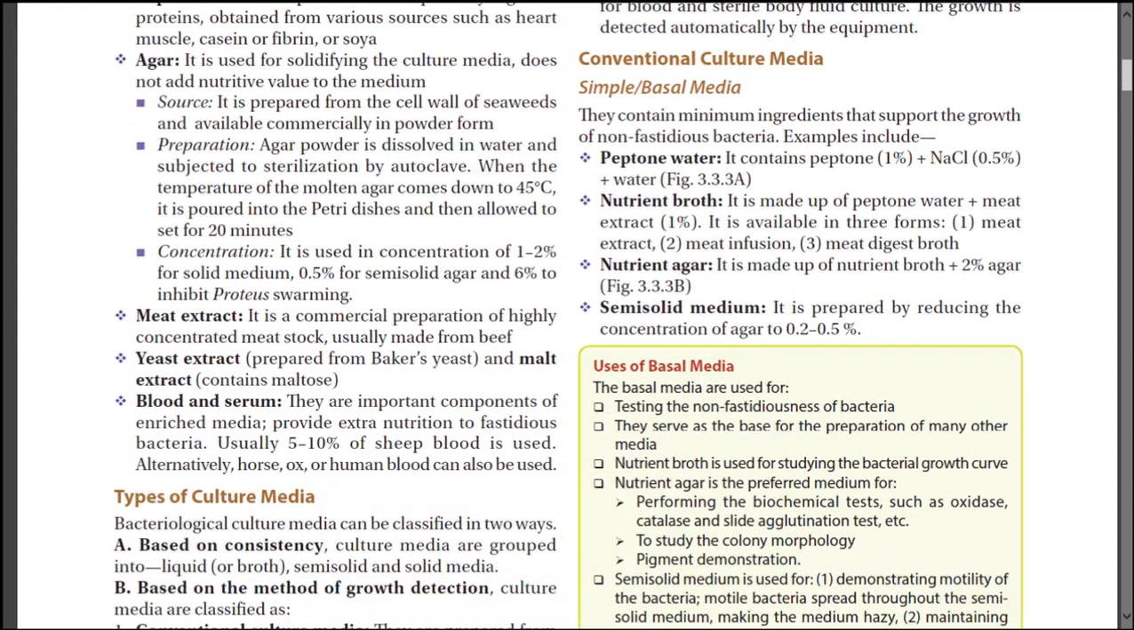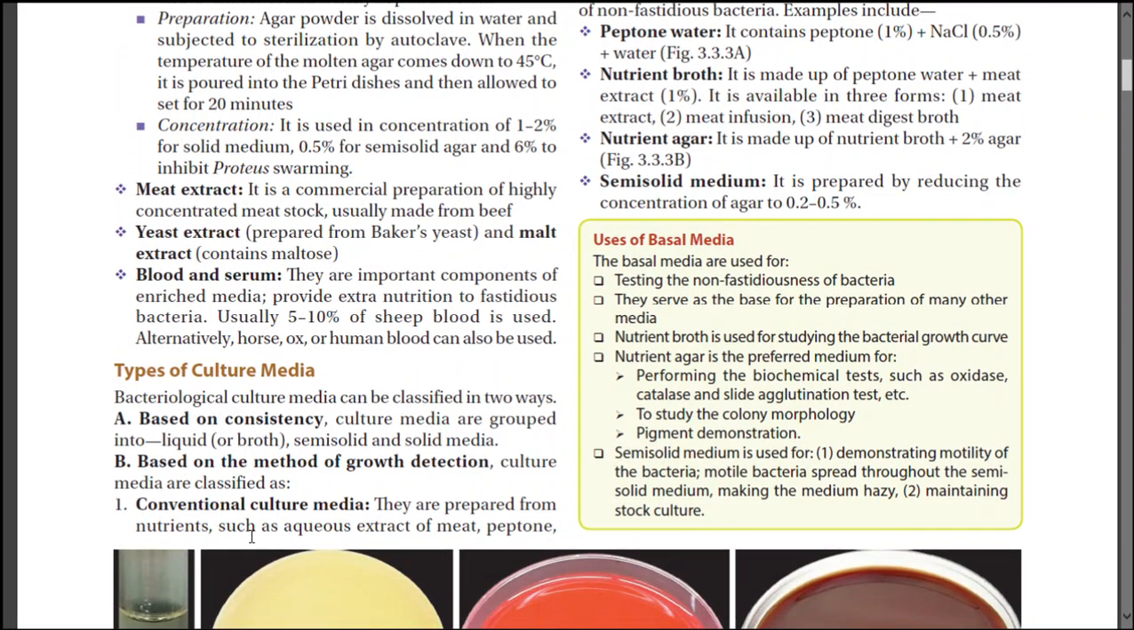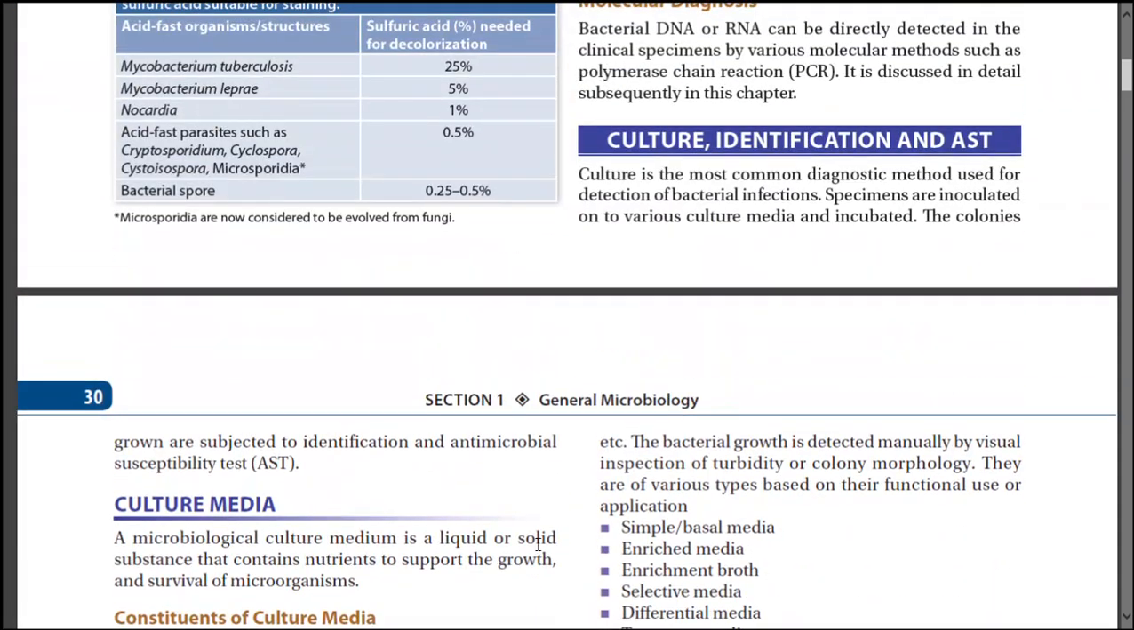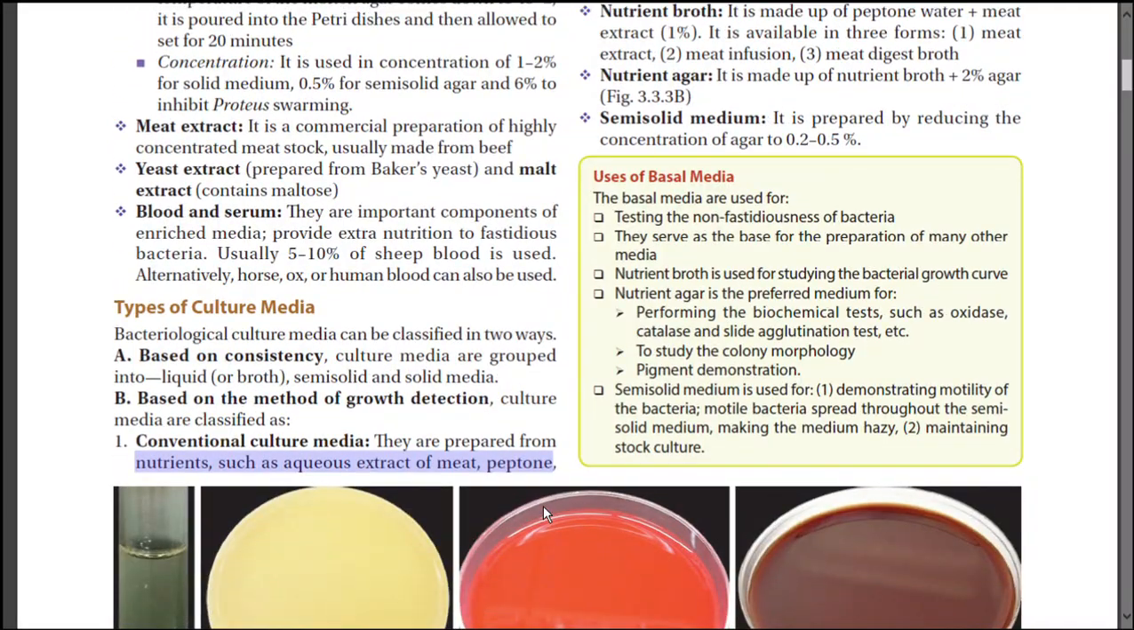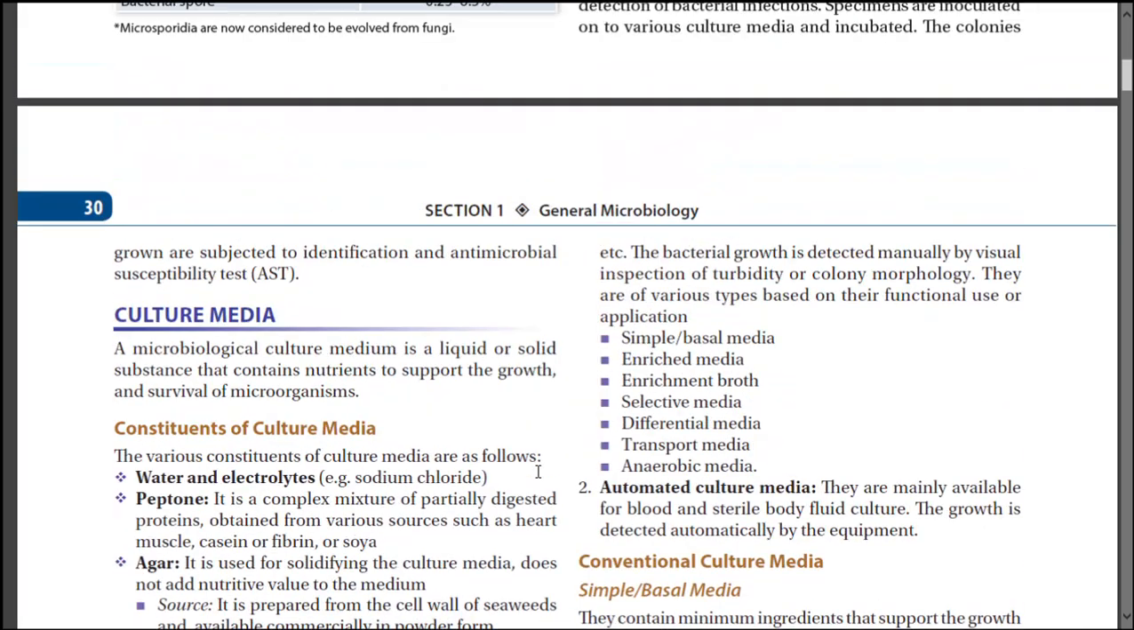Next, based on the method of growth detection, culture media are classified as conventional culture media and automated culture media. Conventional culture media are prepared from nutrients, just aqueous extract of meat, peptone, etc. The bacteria are detected manually by visual inspection of turbidity or colony morphology. Examples include enriched media, enrichment broth, selective media, differential media, transport media, anaerobic media, and simple or basal media.